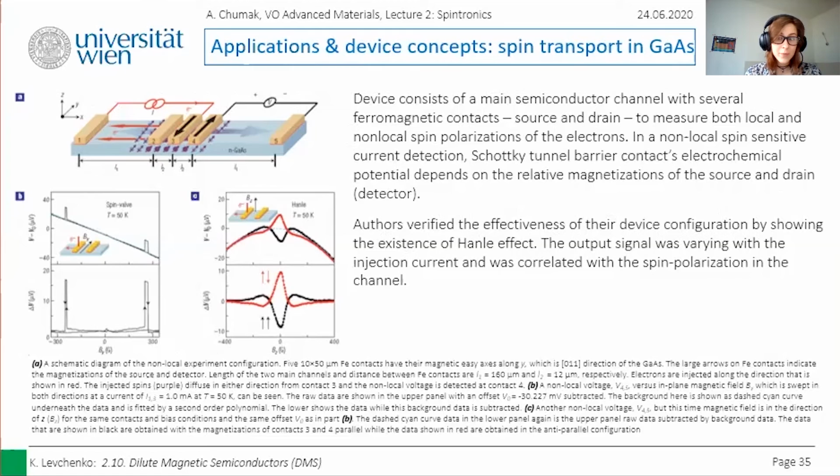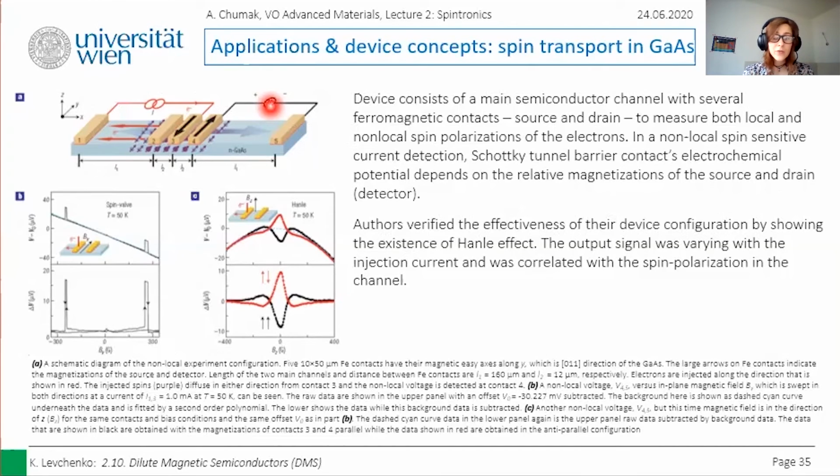In 2007, they demonstrated a fully electrical scheme for achieving spin injection, spin transport and detection in a gallium arsenide-based device. The device consisted of the main semiconductor channel with several ferromagnetic contacts, sources, and drain to measure both local, when the same contacts are used for voltage application and detection, and non-local configurations when different contacts are used. So we are measuring spin polarization of the electrons.